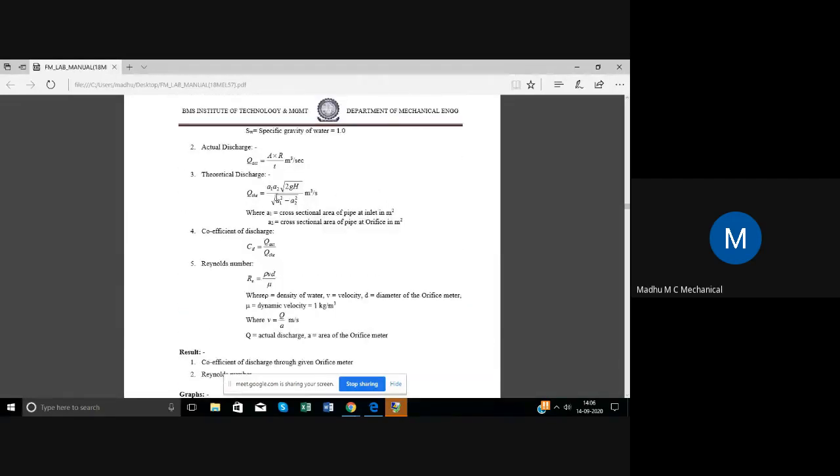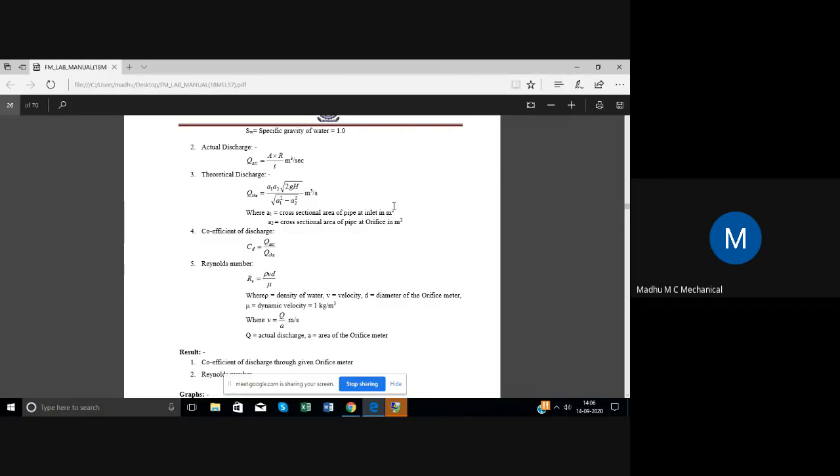So A1 is equal to pi by 4 D1 square, in meter square. Then A2 is pi by 4 D2 square, so many meter square. Calculate A1 and A2. Substitute A1 and A2 into root of 2G into capital H.